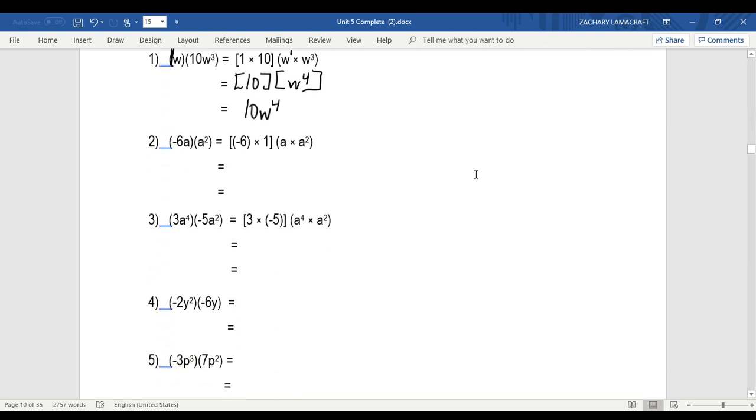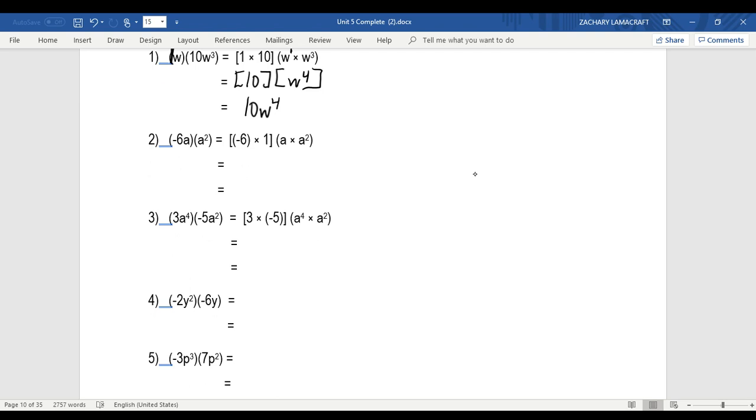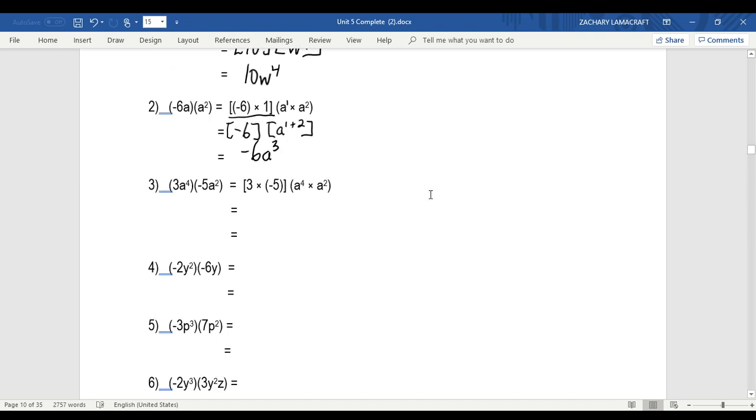If we look at our next example here, we have negative 6a times a squared. Once again, we take our numerical coefficients, being negative 6 times 1, giving us the answer of negative 6. And then a times a squared, which would give us negative 6a to the 3. So pretty straightforward as we go here.